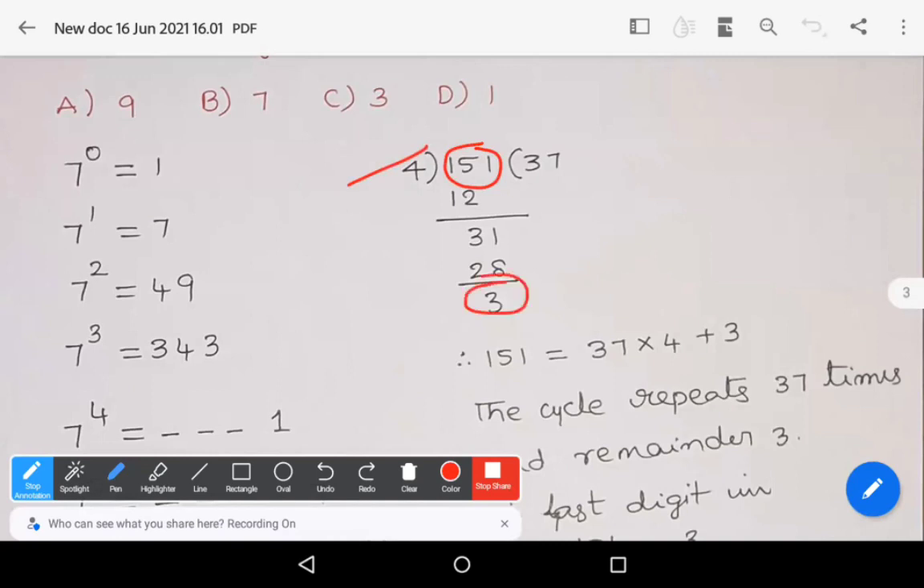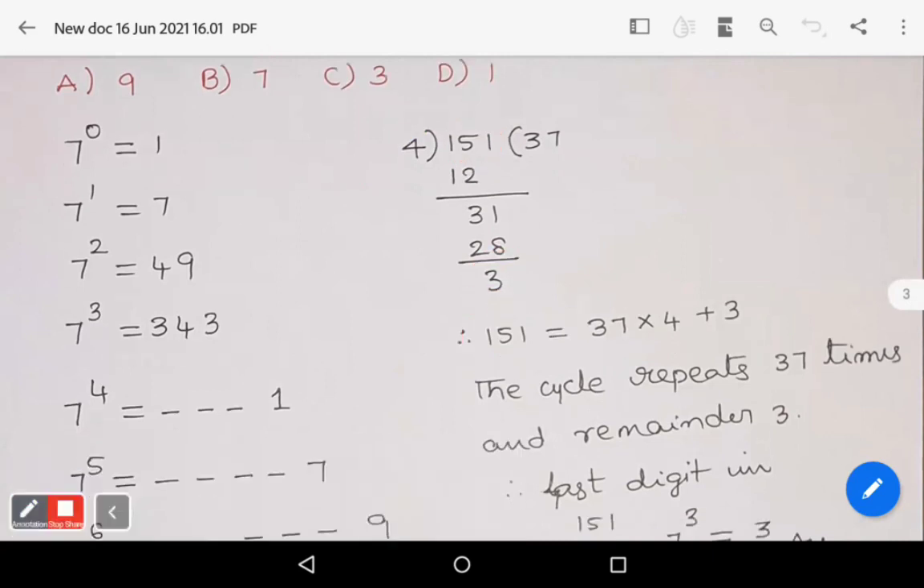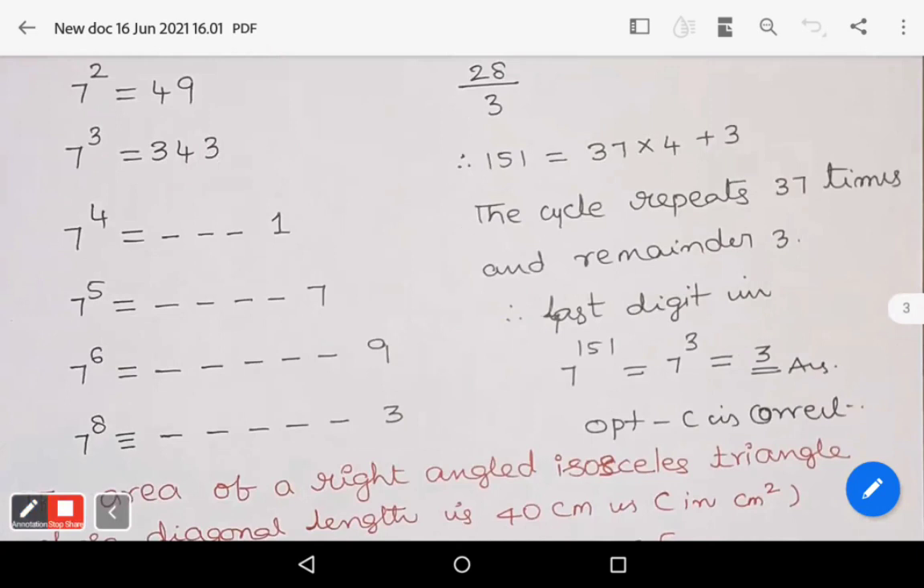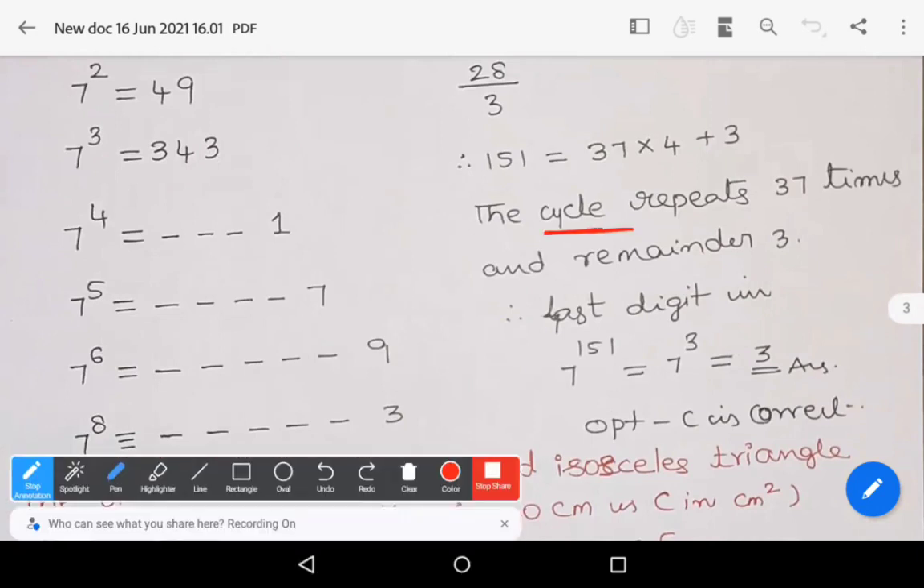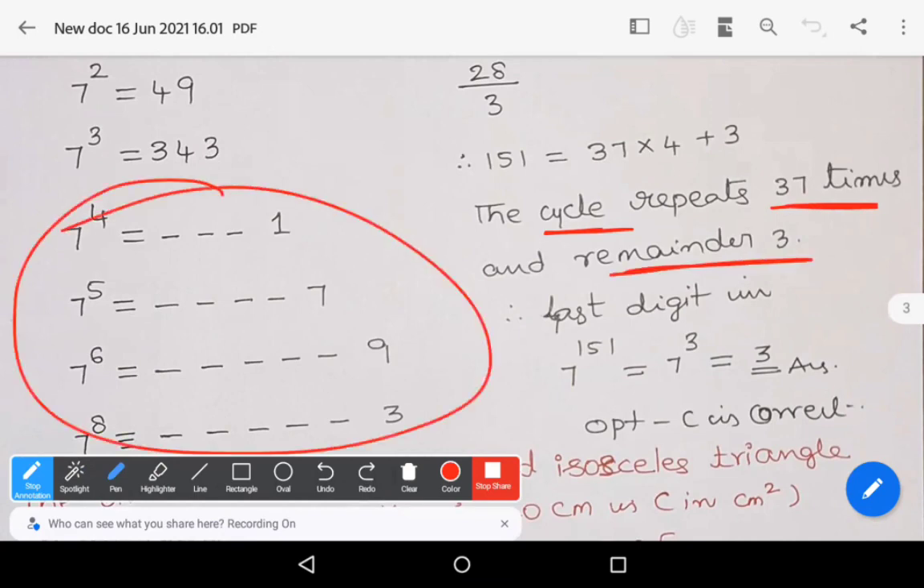You get the remainder 3. That is, 151 can be written as 37 into 4 plus 3. It means you get 37 complete cycles. The cycle repeats 37 times and the remainder is 3.